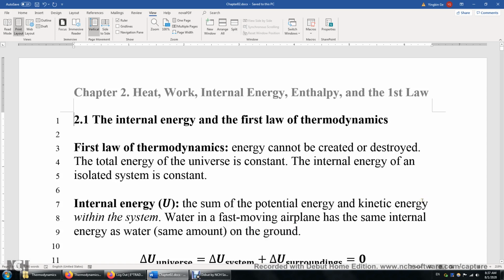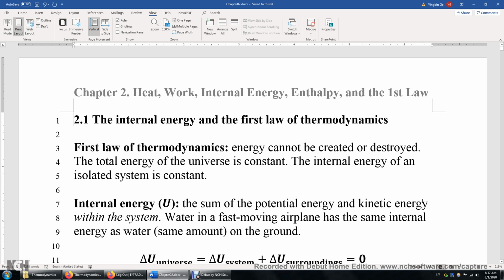Physical Chemistry, Part 1, Thermodynamics, Chapter 2: Heat, Work, Internal Energy, Enthalpy, and the First Law of Thermodynamics. Section 2.1, the Internal Energy and the First Law of Thermodynamics.